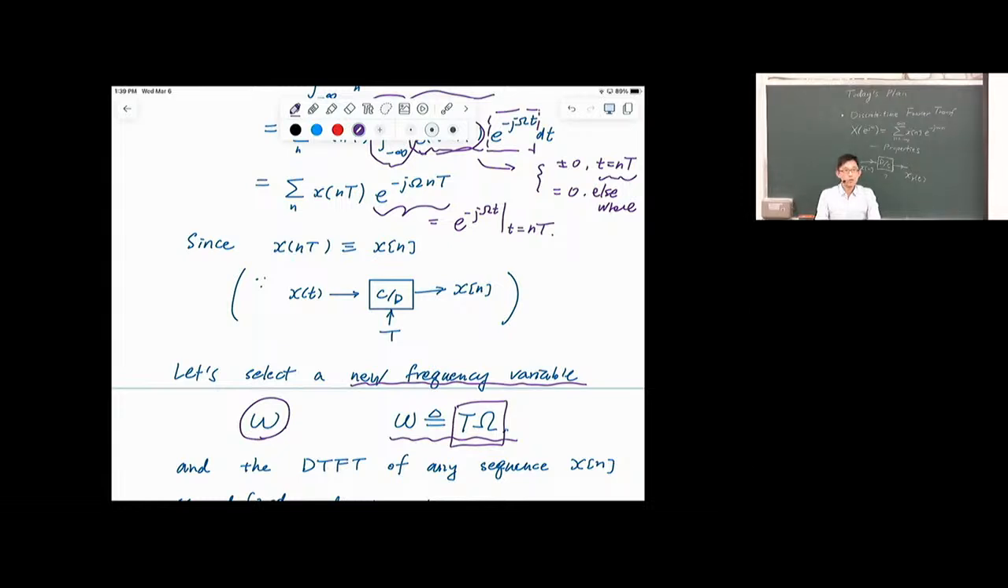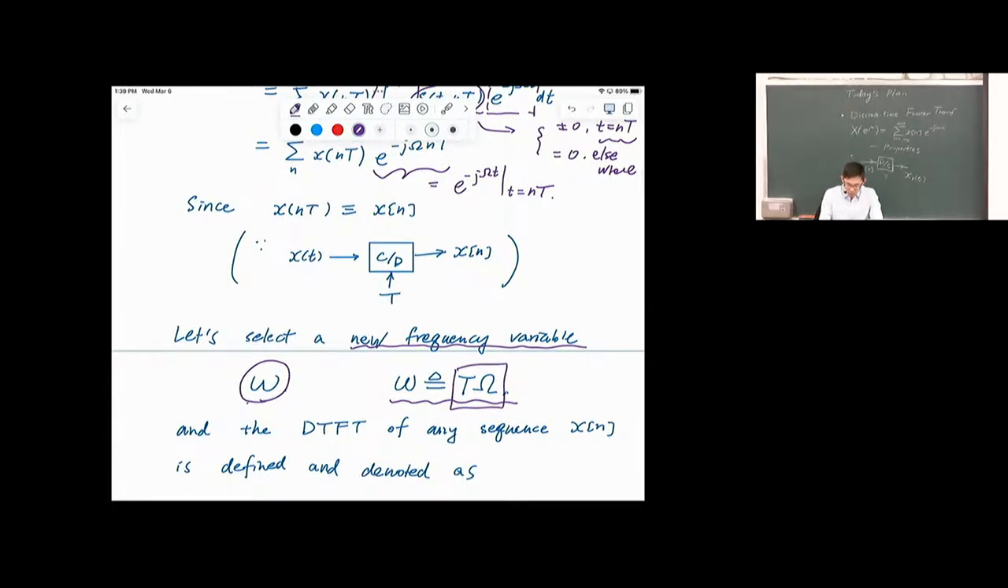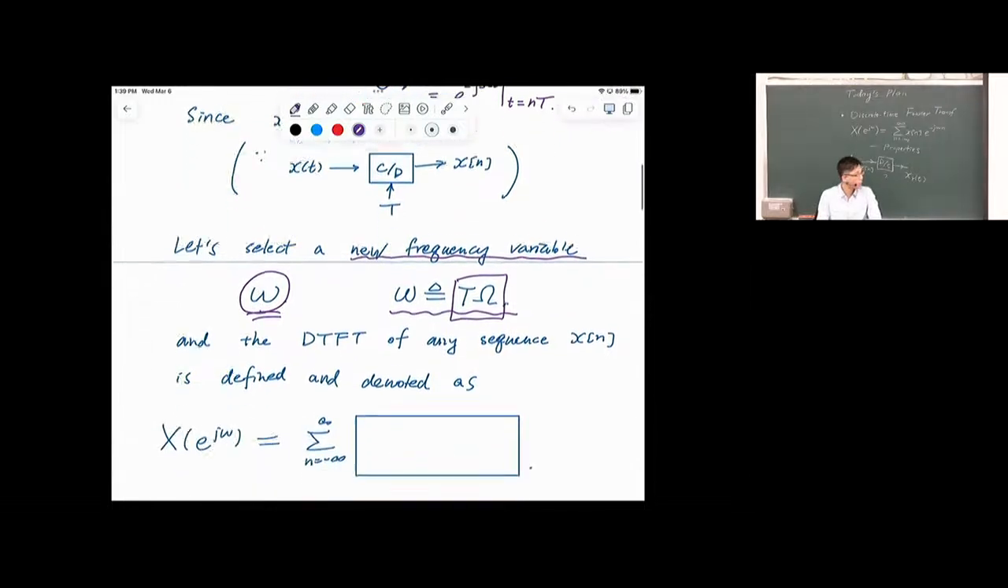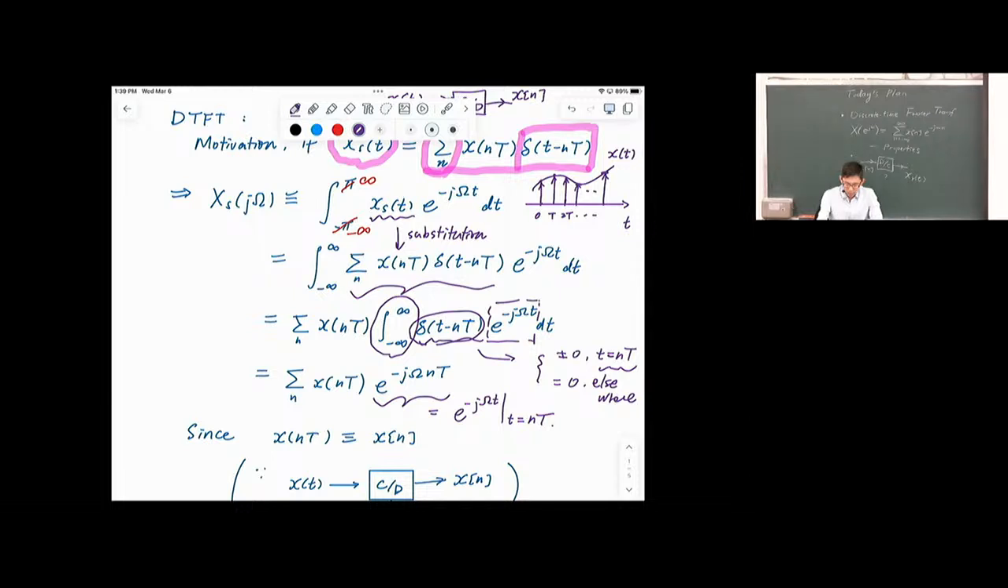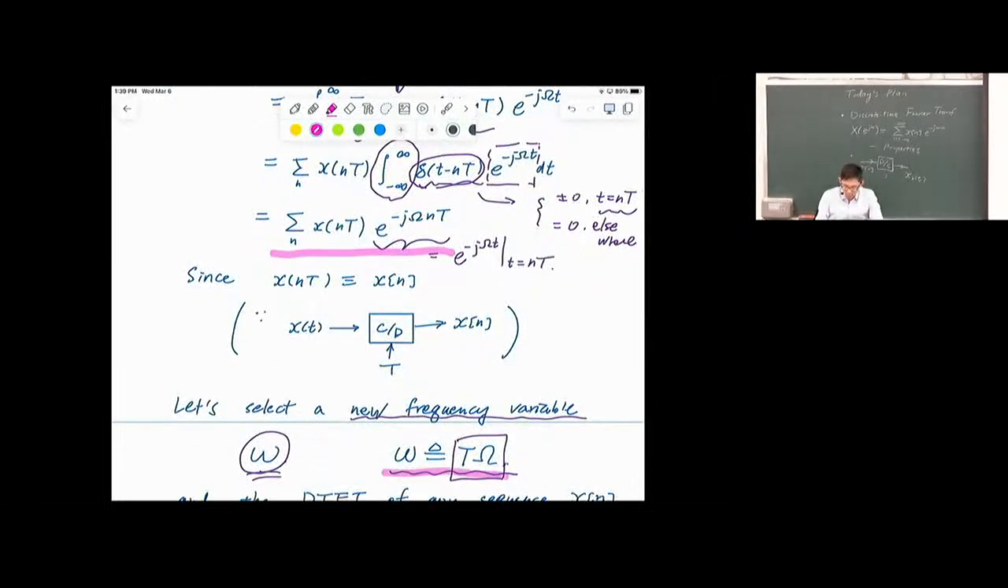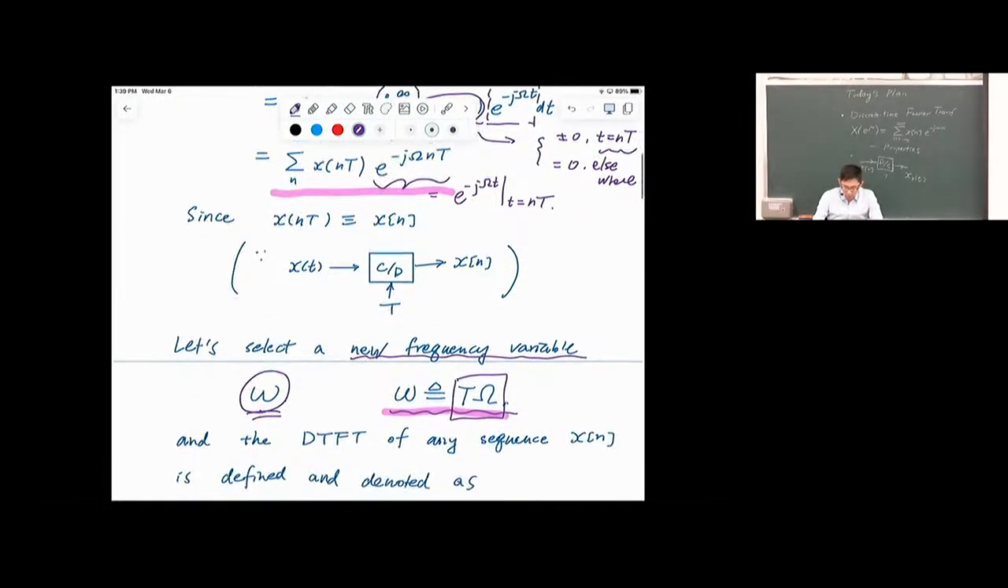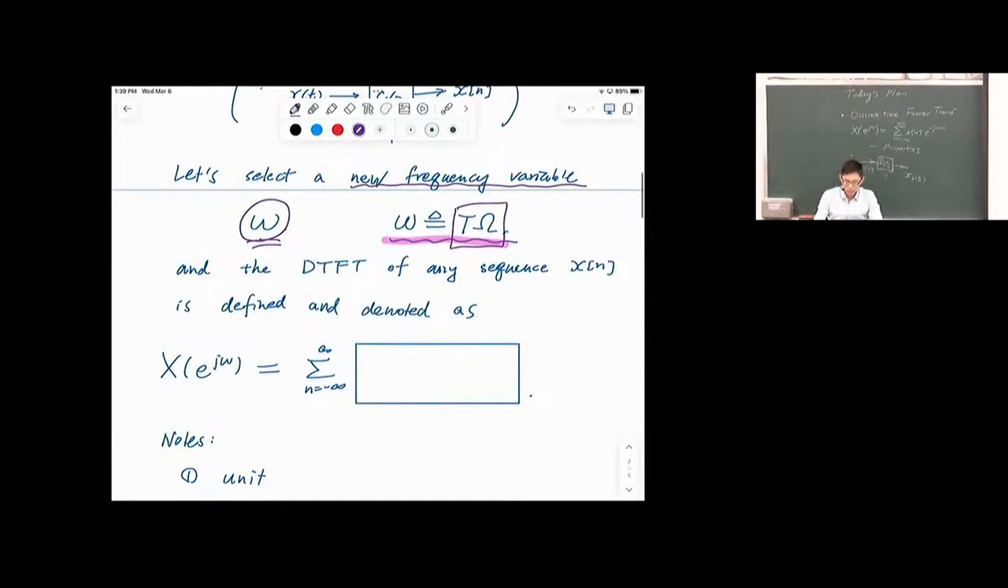So hopefully by introducing this change of variable, we can simplify our expression just a tiny little bit. And it is true. This is about simplifying our notation. By introducing this new frequency variable, denoted as small omega, we go back to this expression, and now we have a new definition of spectrum.